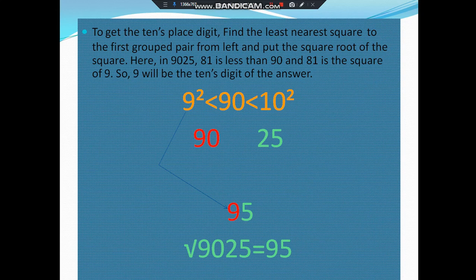Now to get the tens place digit, we will find the least nearest square to the first group pair from left and then we will put the square root of that square. Here in 9025, 81 is less than 90 and we all know that 81 is the square of 9. So 9 will be the tens digit of the answer. So from here the root of 9025 would be equal to 95.